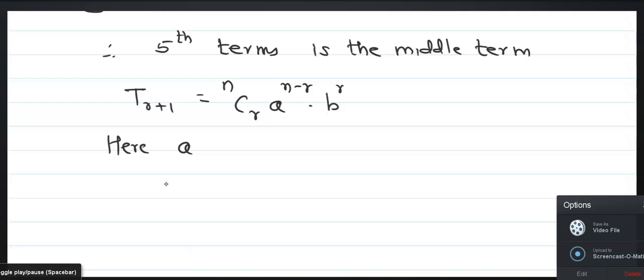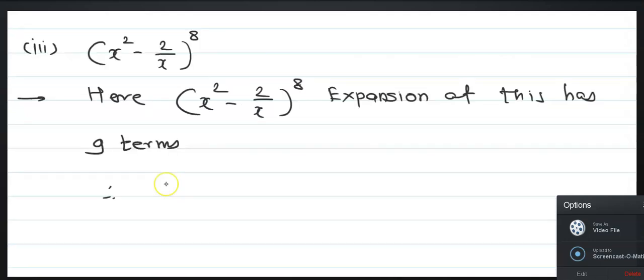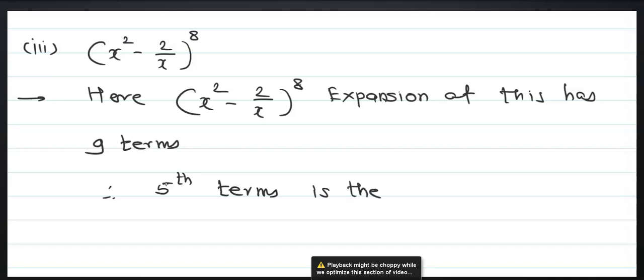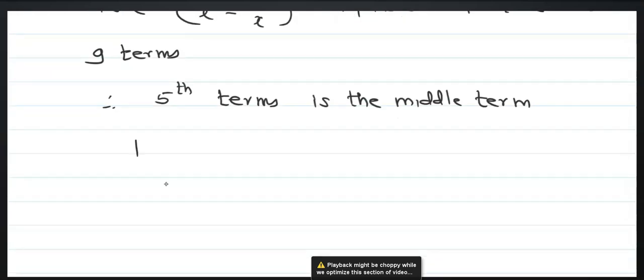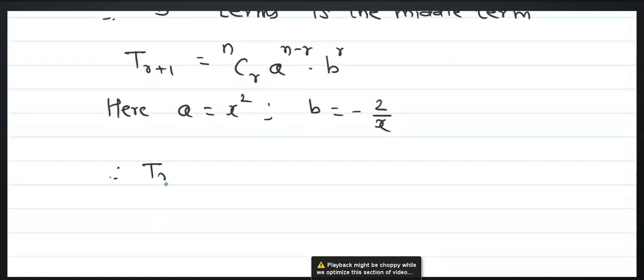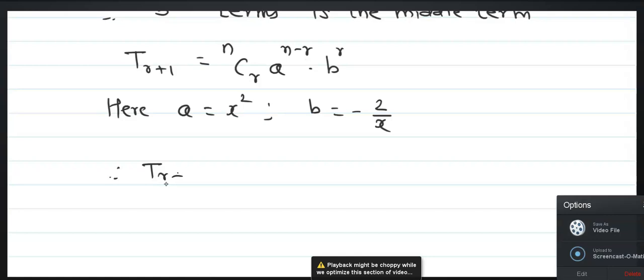Now next, here bracket raised to 8. 8 is an even number. Therefore, the middle term is (n plus 2) upon 2, that is 8 plus 2, that is 10, 10 upon 2 is 5. Therefore, the fifth term will be the middle term. Therefore, Tr plus 1 is equal to nCr, a raised to n minus r and b raised to r. Here a is equal to x square and b is equal to minus 2 upon x. This is the formula. n is equal to 8.